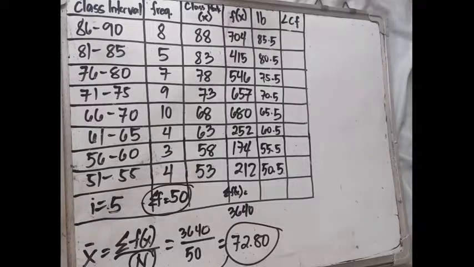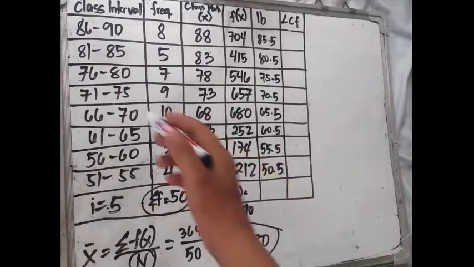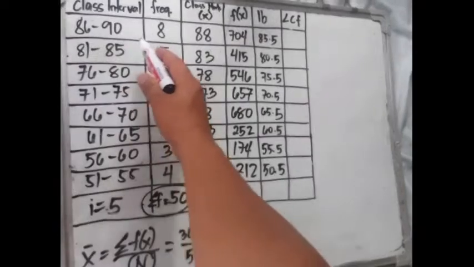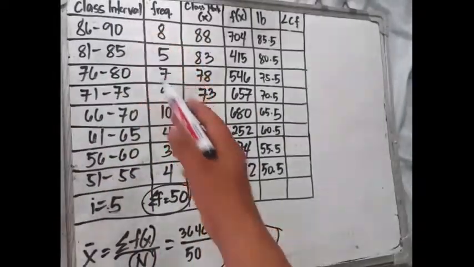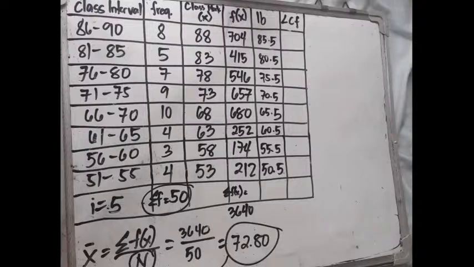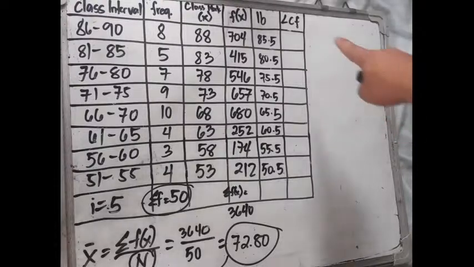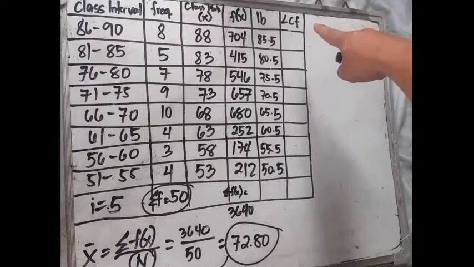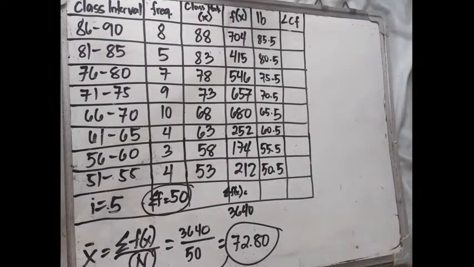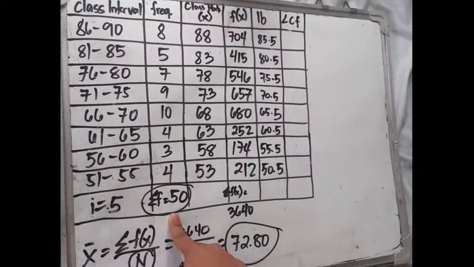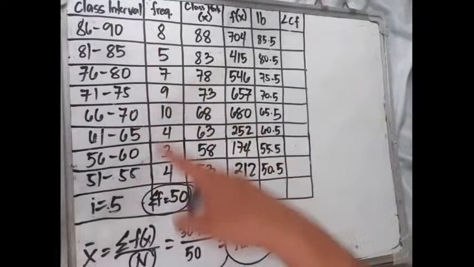Okay, next, to find the cumulative frequency. Cumulative frequency, mag-base tayo sa highest value ng class interval. So highest value ng class interval natin makita dito sa itaas, 86 to 90, that is the highest class interval. Then to find the value of the cumulative frequency, mag-base tayo sa total frequency. Kung ano yung total frequency, ilagay mo yan sa pinakamataas na class interval.